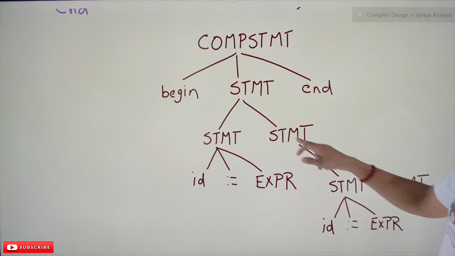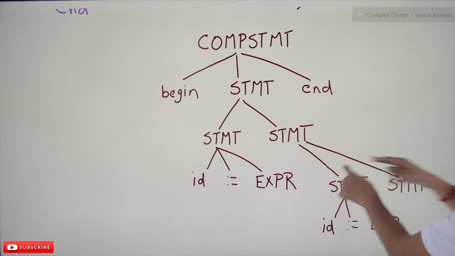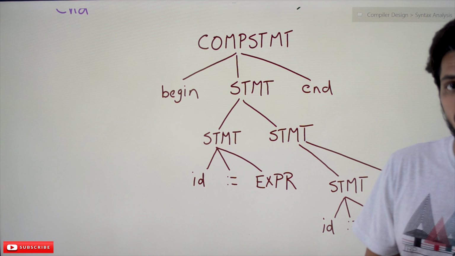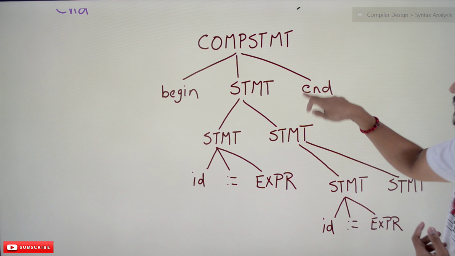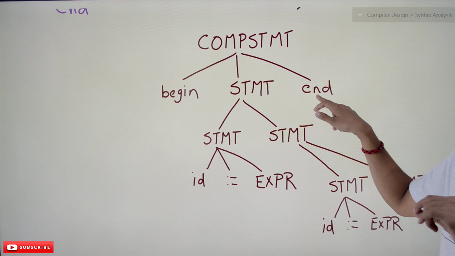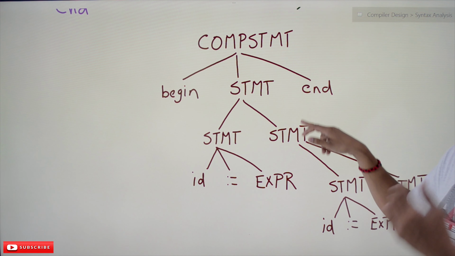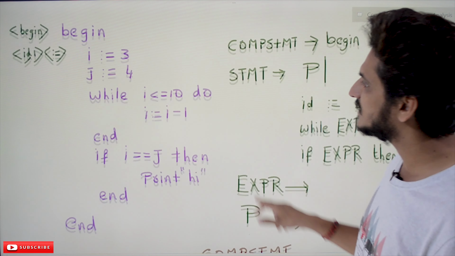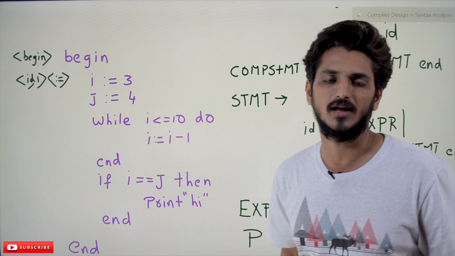Now again, this statement will be expanded two times: statement, statement. This statement is going to check for the next line, the second line. Like that, it is going to check the entire syntax. At the last, it is going to check for end. Begin, end. This is how context-free grammar is used to check syntax analysis line by line.